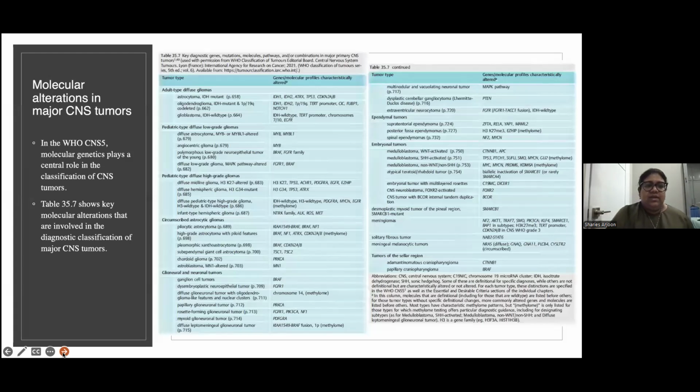This table here would summarize the molecular alterations in major CNS tumors. In the WHO CNS5 in particular, molecular genetics plays a central role in the classification of CNS tumors. And here we can see the key molecular alterations that are involved in the diagnostic classification of the major CNS tumors.